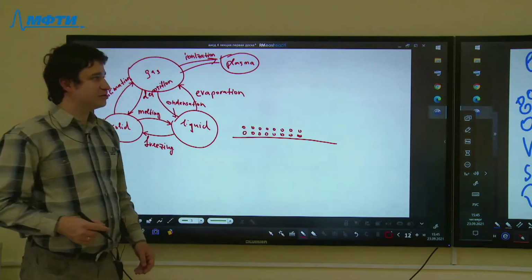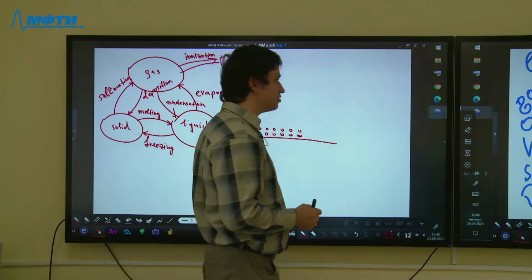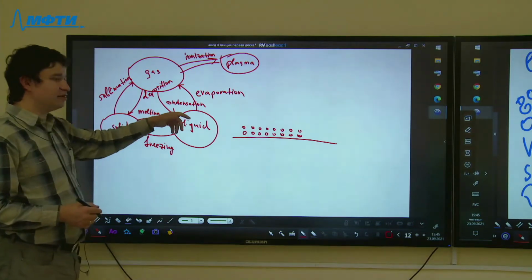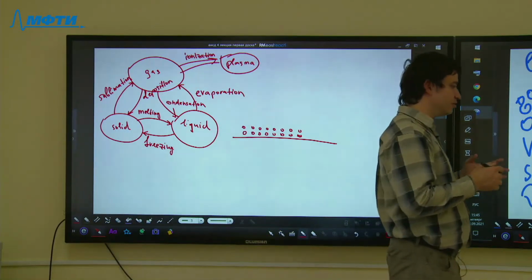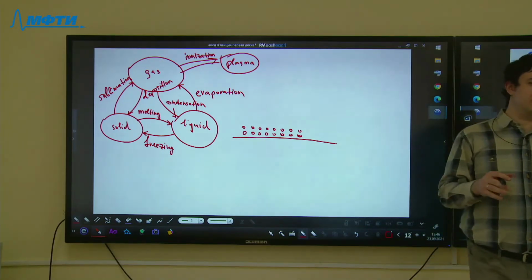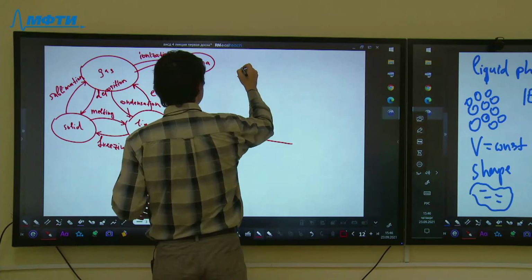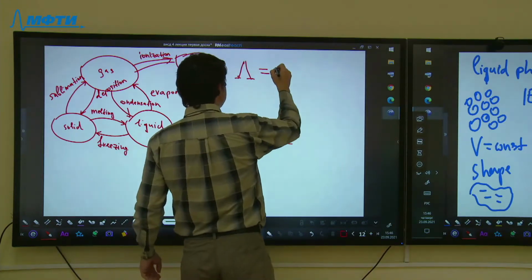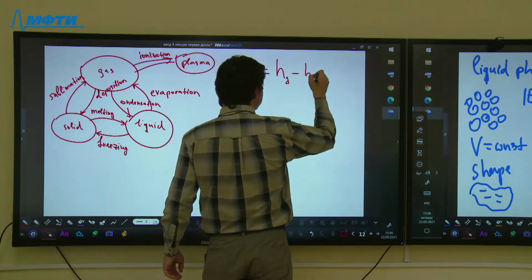Okay, so this is it, and the most peculiar feature about these phase transitions is that usually to make a phase transition you need to apply some heat. For example, if you want to evaporate liquid, you need to heat it up. So you need to supply heat to the liquid in order to make it into the gas phase. Since mostly phase transitions in our practical environment happen at constant pressure, this heat of vaporization, for example, is equal to the difference between specific enthalpy of the gas phase minus specific enthalpy of the liquid phase.